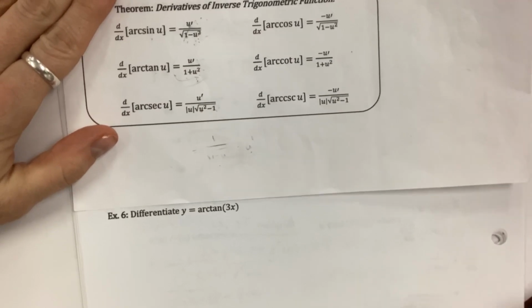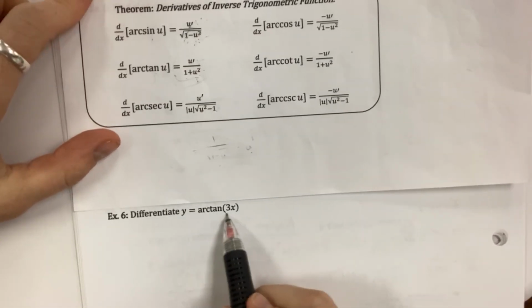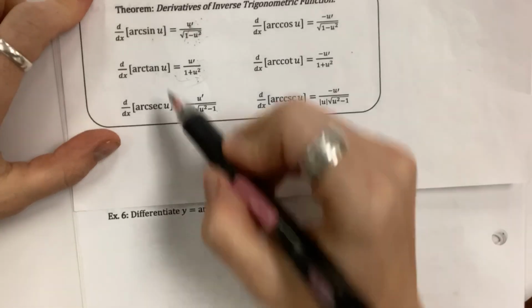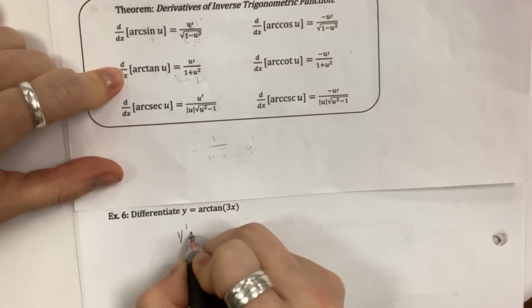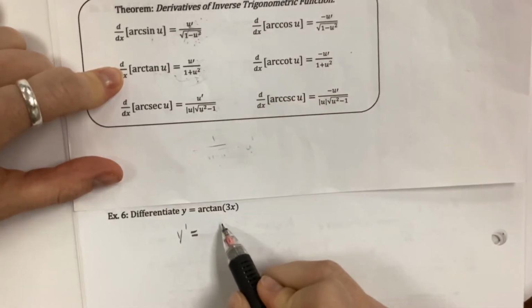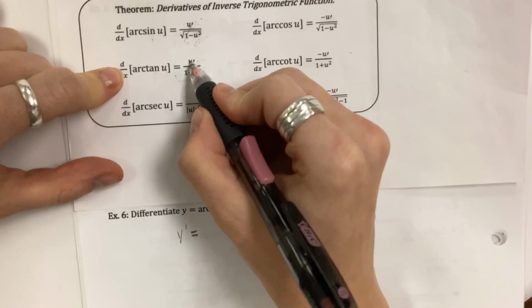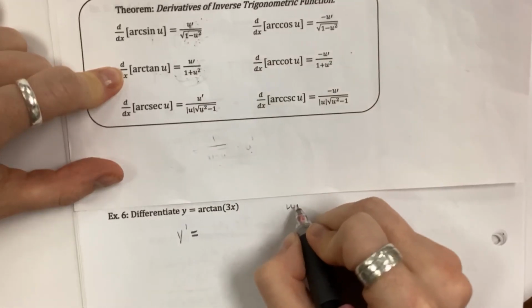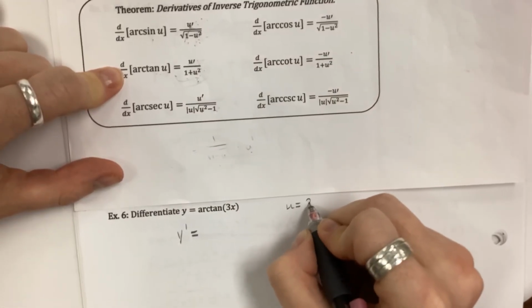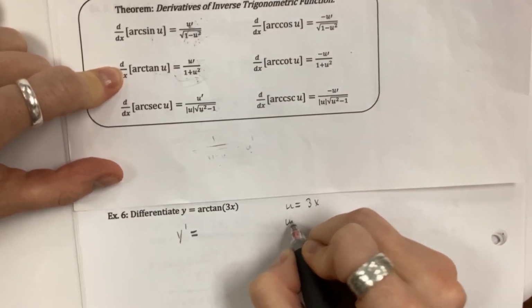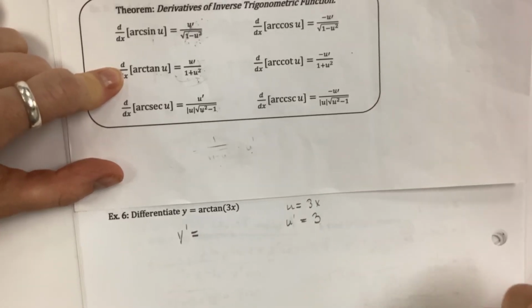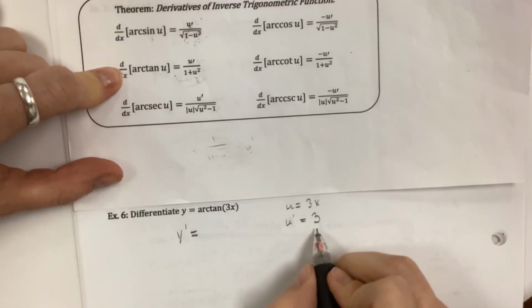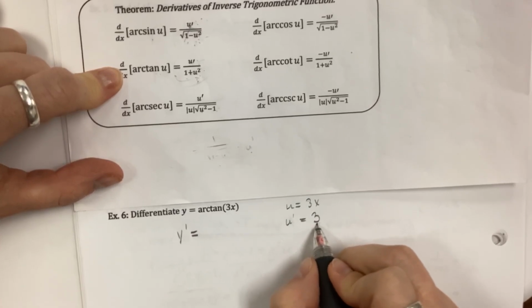I'm just asking you to differentiate y equals arctangent 3x. It's a pretty straightforward one that matches this. But I do have a u this time. That's why I picked this problem, okay? So arctangent is going to be the derivative of u, and the u in this case is the 3x, which means u prime is just 3. Now you don't have to write this out to the side. This is just me trying to help you out so you can see the pieces.